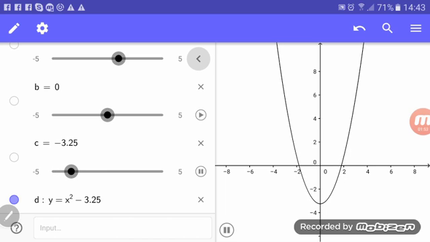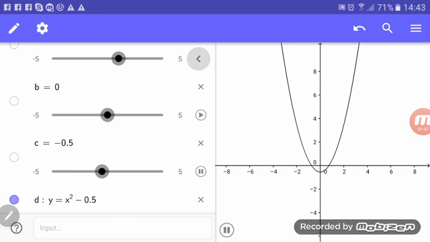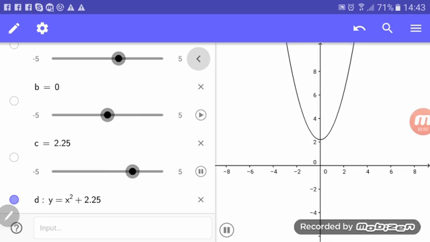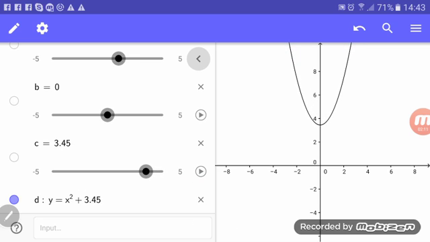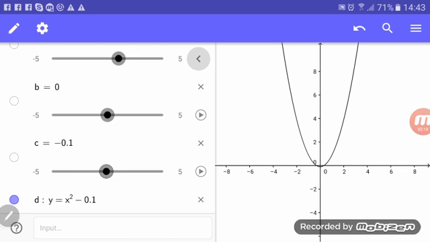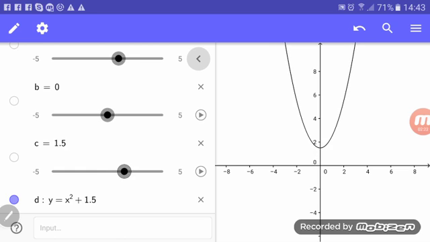I'll let it play again. So when c is negative, it goes below the x-axis. When c goes positive, it goes above the x-axis. I'll just stop that. Okay. So here we know our equation changes. Let's see if I put it to c equals 1.